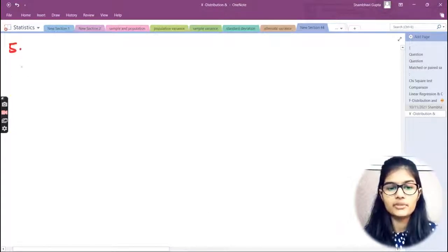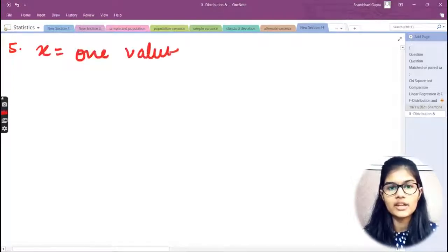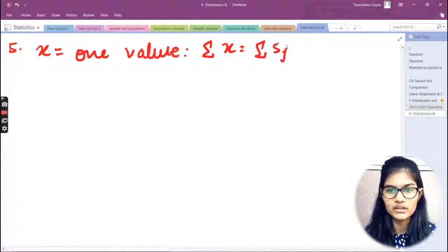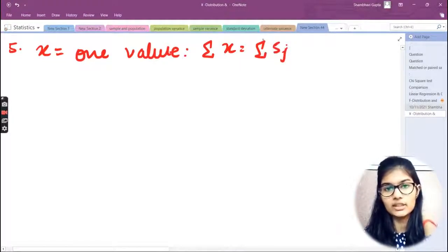Next we are having number 5, and that's x, small x, that is equal to one value. One value, that is sigma, and here goes the x, that is equal to sigma S of j. Yes, this is what it is used for. So x is equal to one value, sigma x is equal to sigma S of j. Fine.